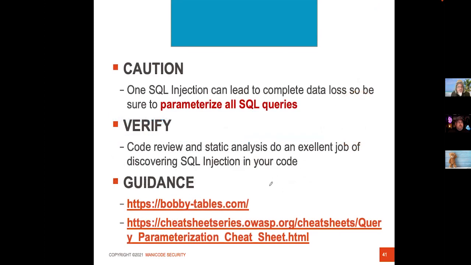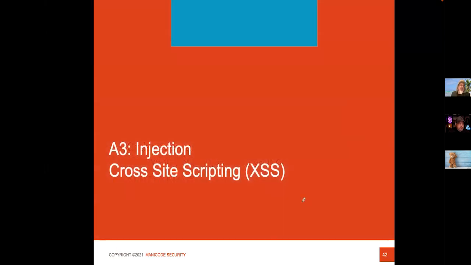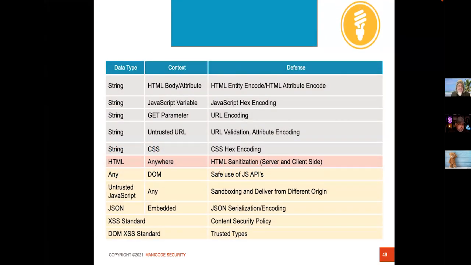Here's some references like Bobby Tables and the query parameterization cheat sheet to stop SQL injection. They also merge cross-site scripting into the injection category. I could spend literally like 10 hours talking about this topic: output encoding, HTML sanitization, validate your URLs, sandboxing, content security policy, trusted types. It's crazy. I've given a lot of talks on this. Go Google Jim Manico or anyone else on XSS defense security. A lot of good talks on this.